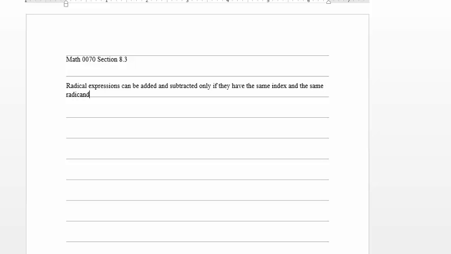Okay, let's take a look at some of the ideas in section 8.3. And I want to talk about radical expressions and the fact that they can be added and subtracted only if they have the same index and the same radicand.